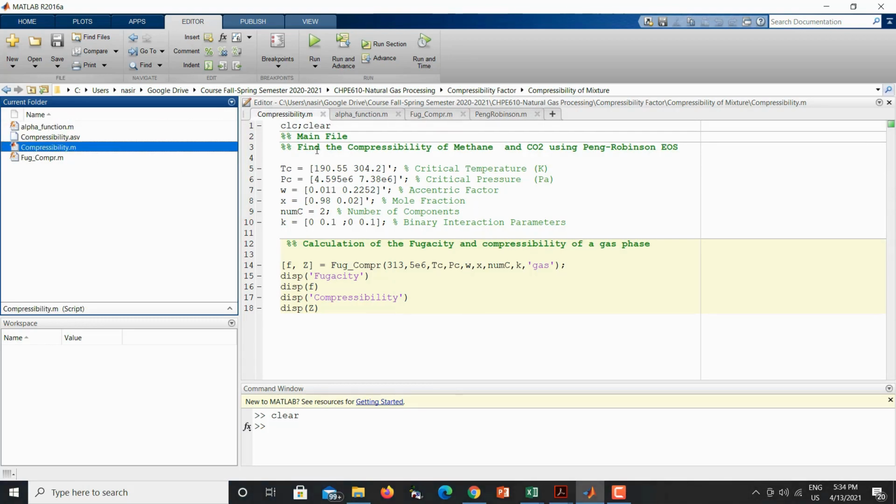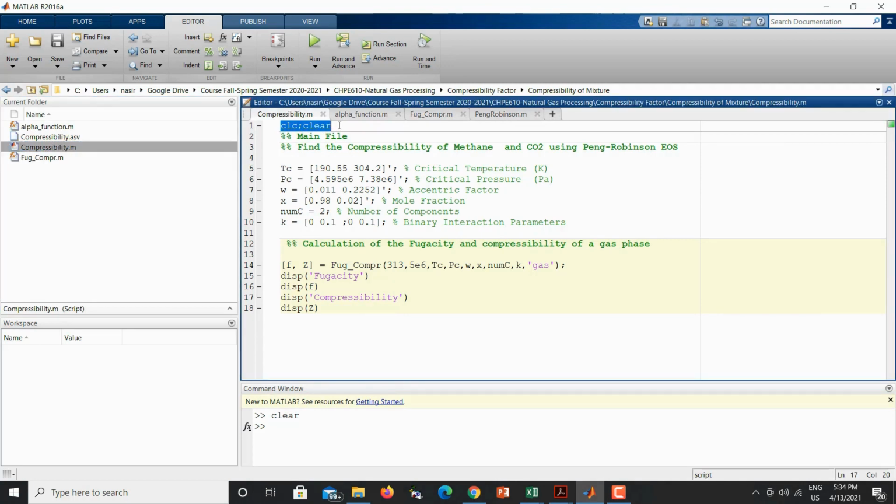In the compressibility file, how will we start? I will just clear the workspace and clear the command window. Then I start by entering the critical temperature of both gases. In this particular example, I'm finding the compressibility of methane and carbon dioxide, two gases combined together.